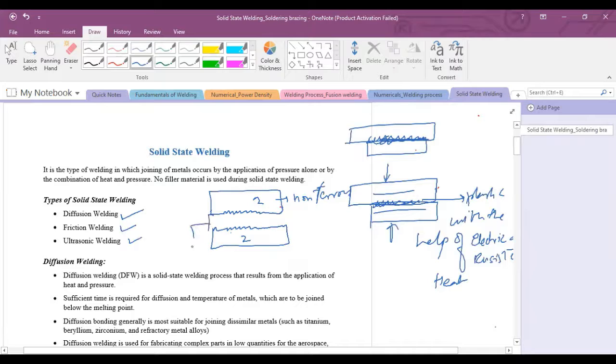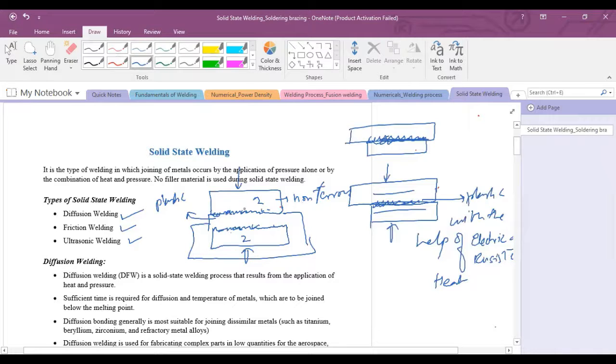An electrical current will be applied, and due to this electrical current, electrical resistance will be created, and due to electrical resistance, heat will be generated at this surface of both parts. And due to heat, both parts will go into the plastic state, as I've already explained, and force will be applied at both ends of the base metal parts.